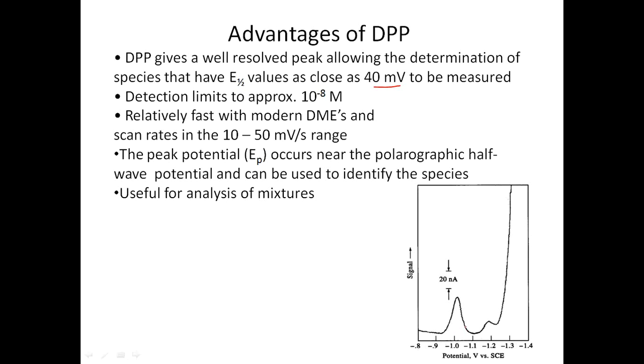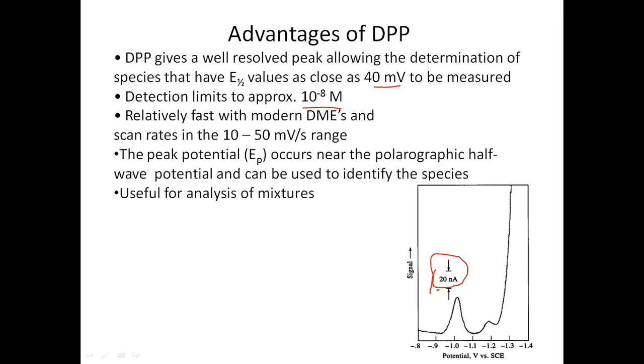Samples with such a small difference can be analyzed. Also, if a species generates very low current, that can be easily detected in differential pulse polarography, because a peak of around 20 nanoamperes can be detected. So the detection limit, that is the sensitivity, is such that it can detect a concentration of around 10 power minus 8. Very low concentration solutions can also be detected in this experiment.